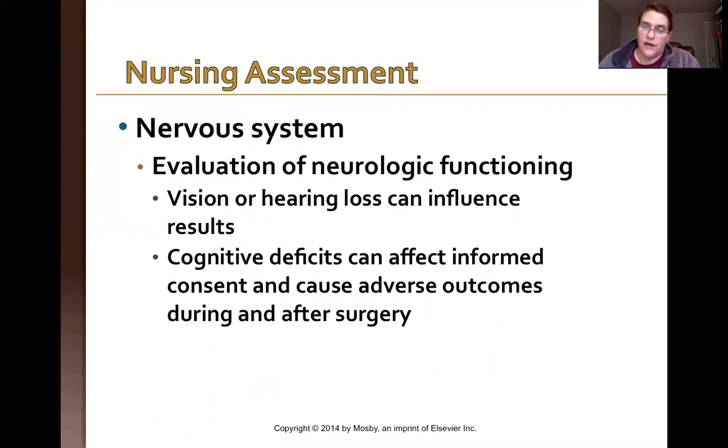Cognitive deficits can affect informed consent and cause adverse outcomes during and after surgery. And I'll talk about the cognitive deficits here in just a little bit. But we do need a clear baseline on neuro assessment.